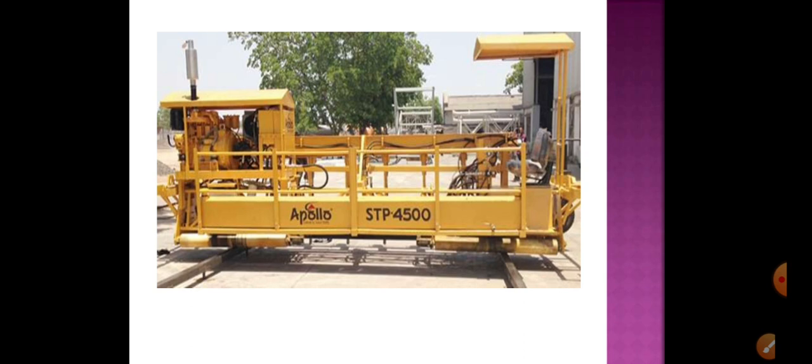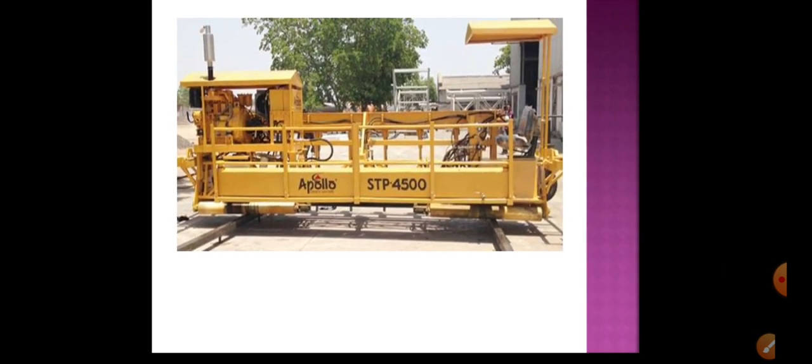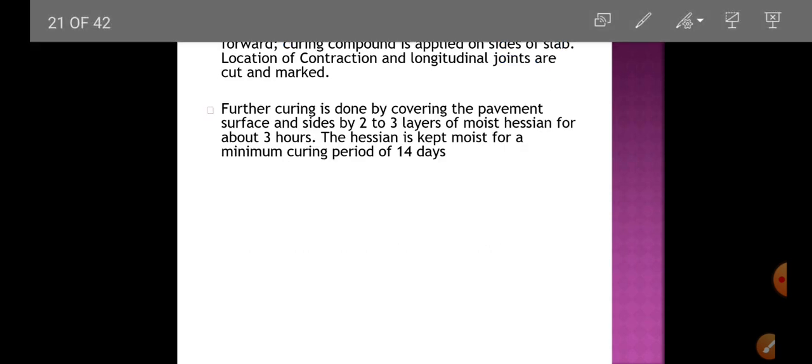And the last method is construction by the fixed form labor. Here, when the CC pavement is to be constructed in short stretches like narrow roads using small machines, this kind of fixed form is used. Here you can see in the picture.